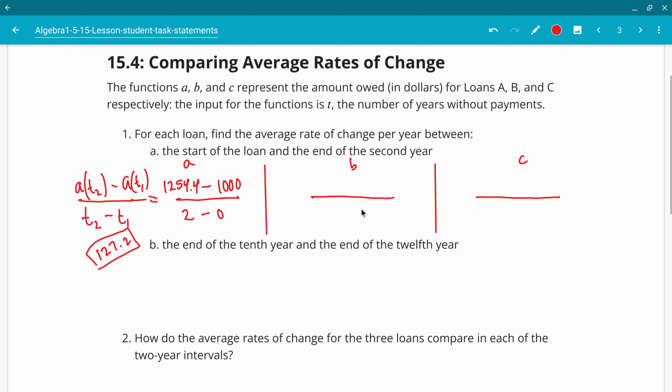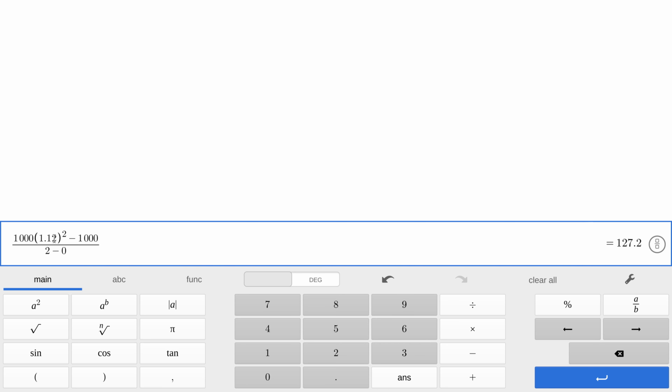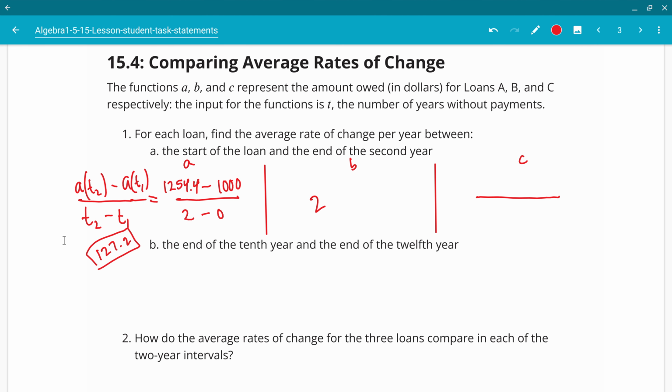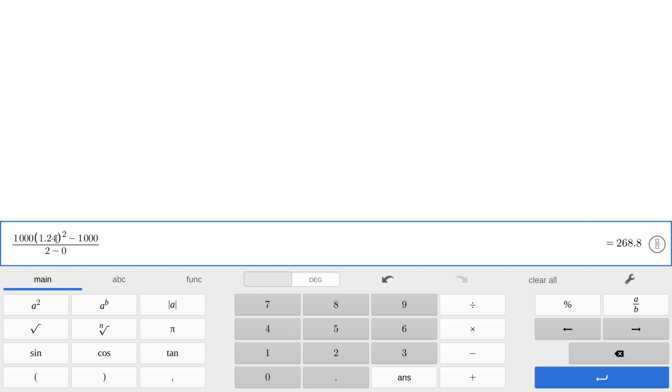Now why did I plug it into the calculator that way? Because now I know that the 2, the 0, and the 1,000 are not going to change, and this is only going to change based on the interest rate. So now I can just change the 1.12 to a 1.24, and now I get the other one, 268.8. And I can go back and change this one to 1.306 to get the 30.6% interest rate, and that's 352.82.